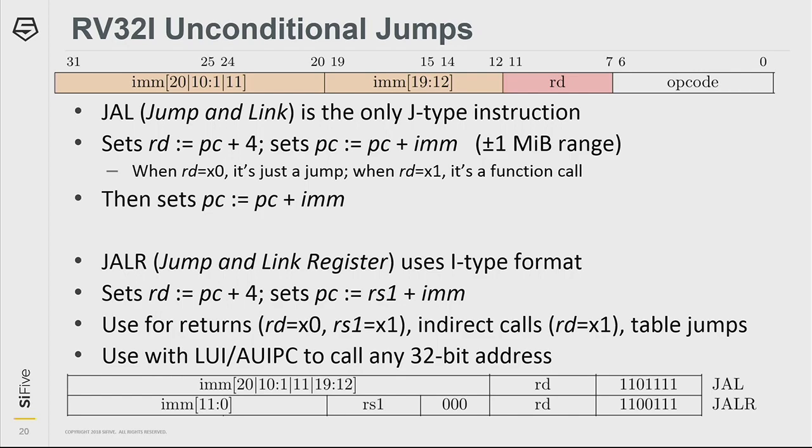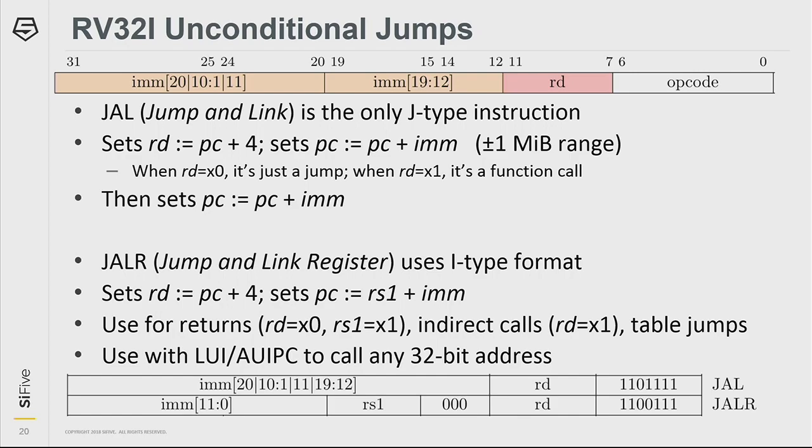The function you're calling needs to know where to return to. So in one step, this writes a register indicating where you should return to and performs the jump. If you just set RD to X0, the register that is hardwired to 0, you just discard the link address, and that turns it into a simple direct jump instruction.